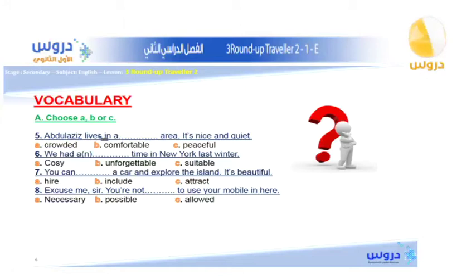Number 5 here, Abdulaziz lives in a ___ area. It's nice and quiet. Crowded, comfortable, peaceful. We had a ___ time in New York last winter. Cozy, unforgettable, suitable. Number 7, you can ___ a car and explore the island. It's beautiful. Hire, include, attack. 8, excuse me, sir, you are not necessary or possible or allowed to use your mobile in here.